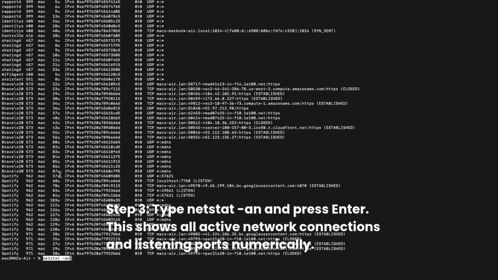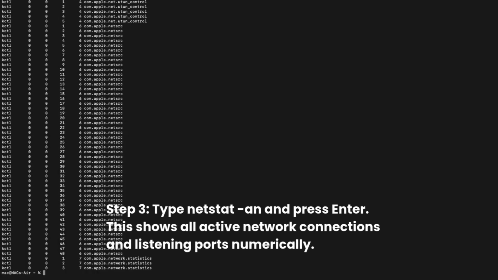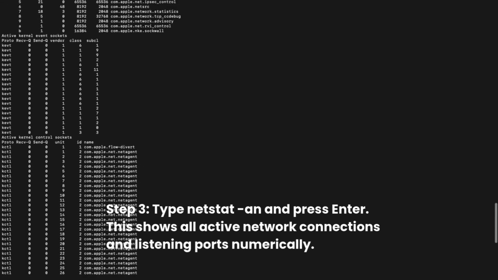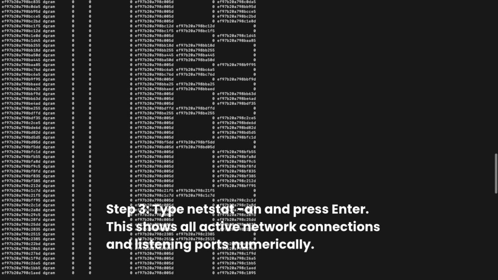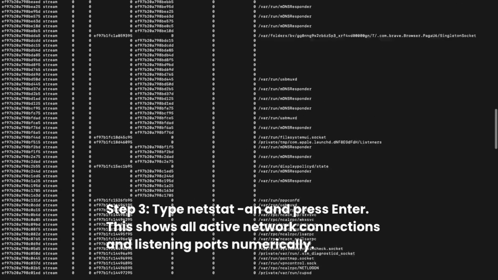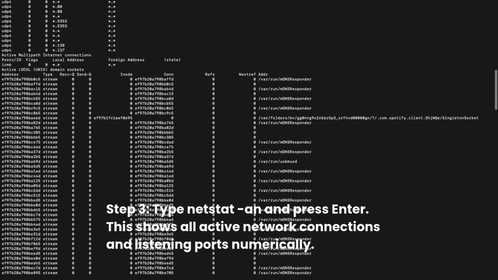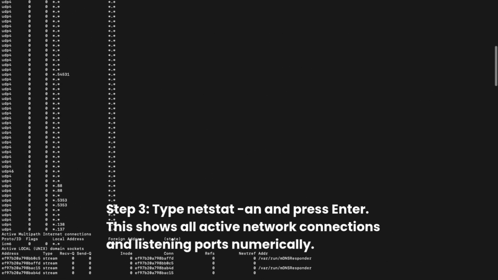Step 3. Type the command below and press Enter. This shows all active network connections and listening ports numerically. Focus on established links to unknown addresses and any listen activity you didn't authorize. Remove these and your Mac should run smoothly again.